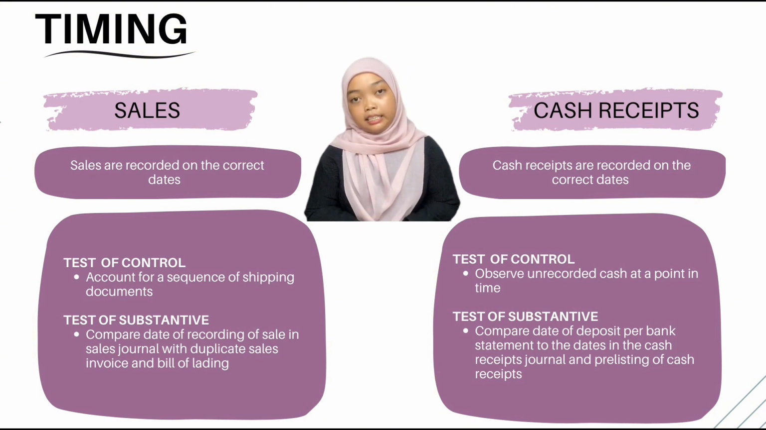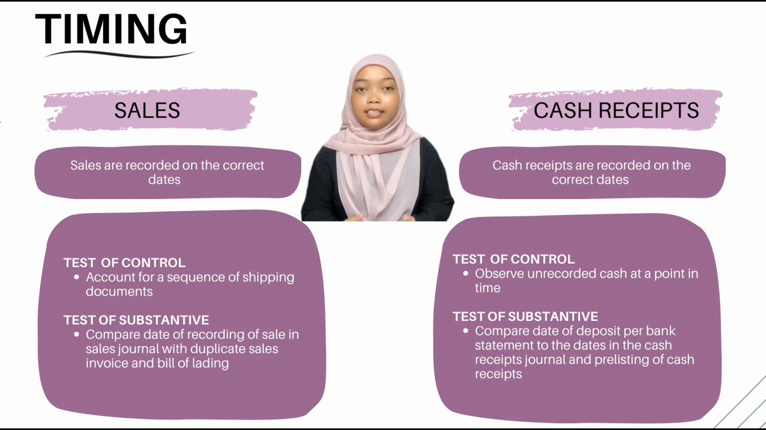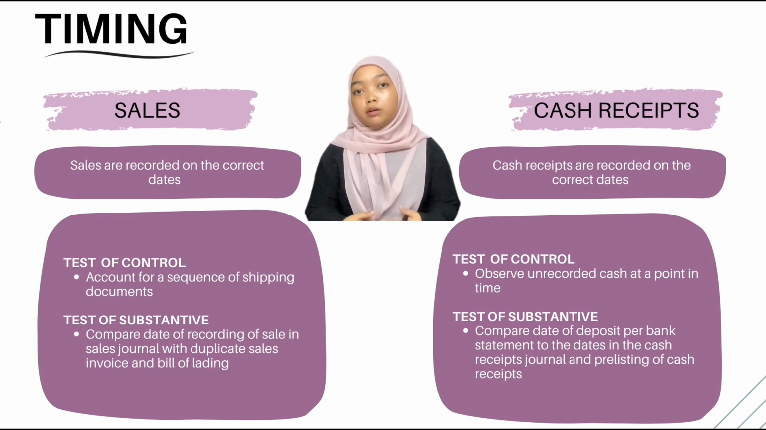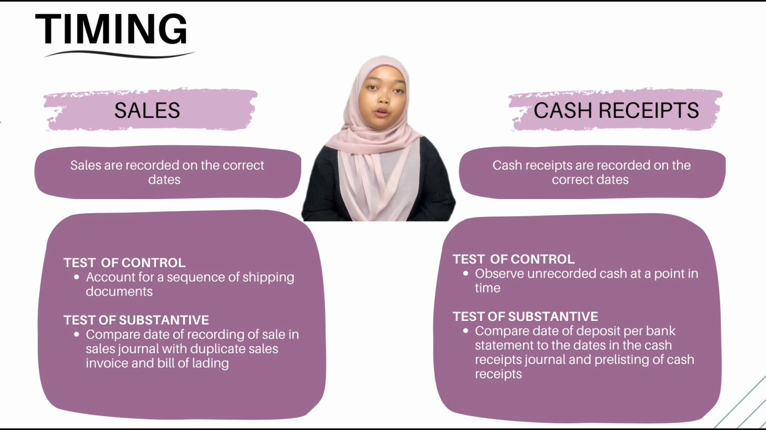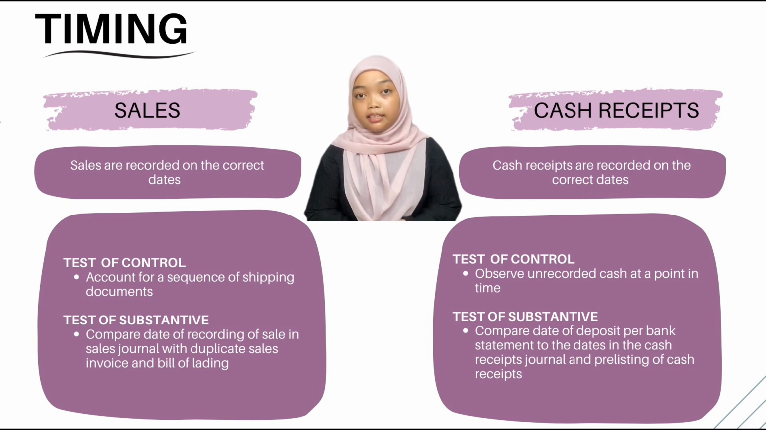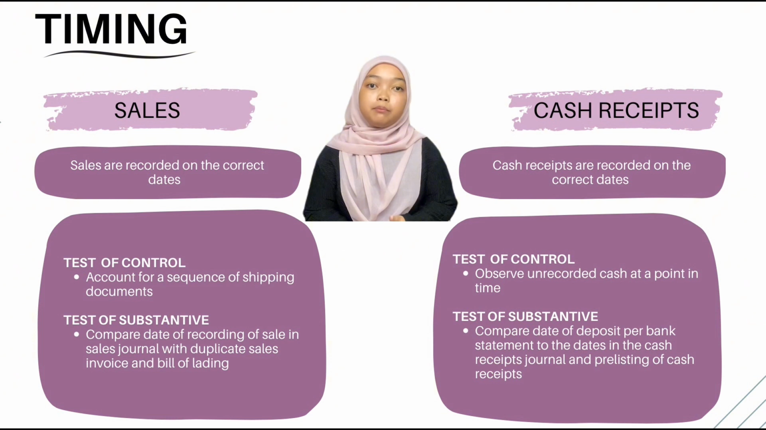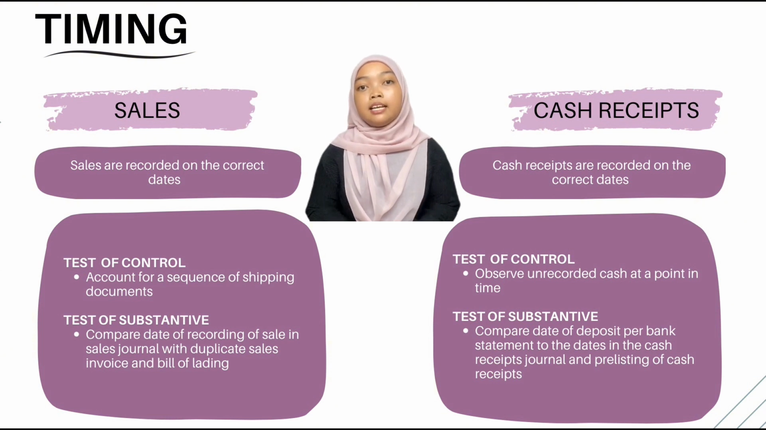Cash receipts are recorded on the correct dates. Test of control: observe unrecorded cash at a point in time. Test of substantive: compare date of deposit per bank statement to the dates in the cash receipts journal and pre-listing of cash receipts.